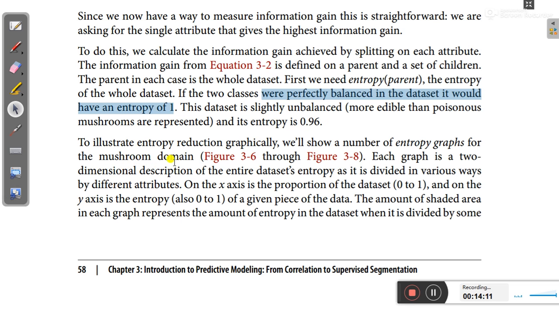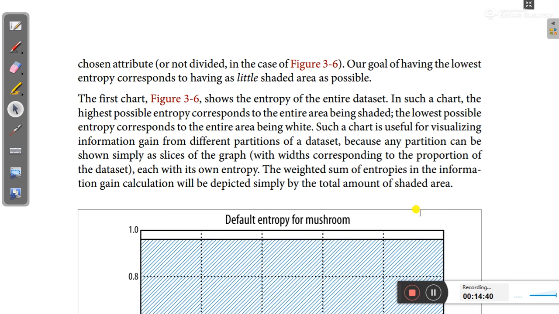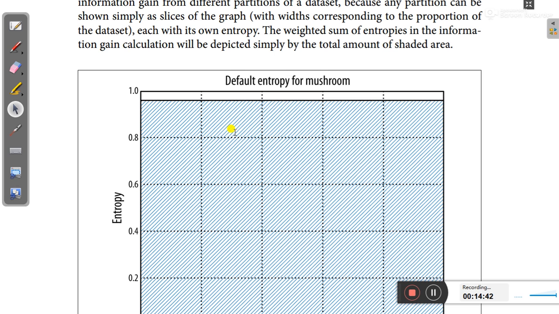To illustrate entropy reduction graphically, we will show a number of entropy graphs from the mushroom data, figure 3.6 and figure 3.8. Each graph is a two-dimensional description of the entire data set's entropy, as it is divided in various ways by different attributes. On the x-axis is the proportion of the data set, 0 to 1. On the y-axis is the entropy, also 0 to 1, of a given piece of data. The amount of shaded area in the graph represents the amount of entropy in the data set when it is divided by some chosen attribute.